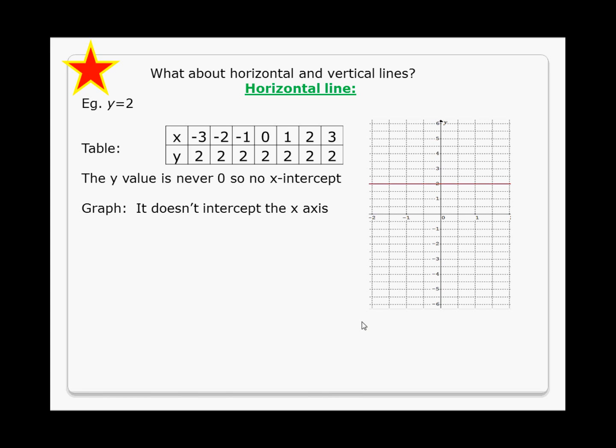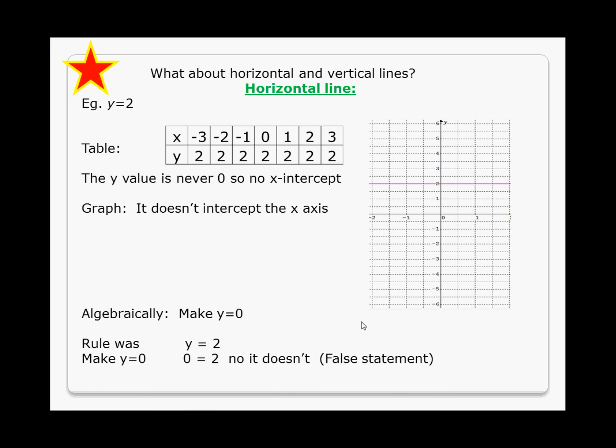My third technique is I can use algebra. Let's make y equal to 0. The rule was y equals 2. If I replace the y with a 0, I get this ridiculous statement that 0 equals 2. Well, we know that's not true. It's a false statement. And what that's telling me is that there is no x-intercept.